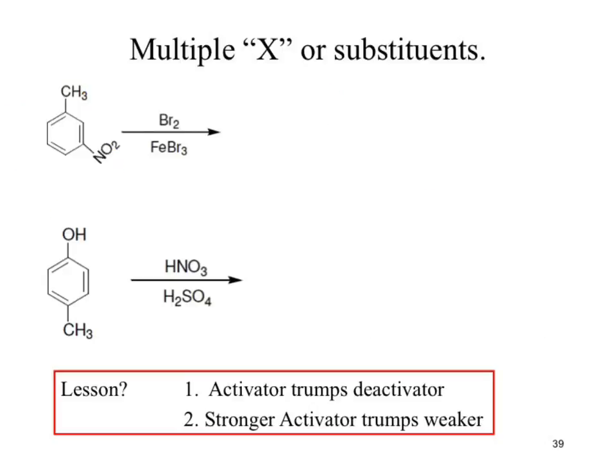So I believe I've got it summarized down here. If you have multiple substituents, your activator trumps your deactivator, stronger activator trumps weaker, which really is just one lesson. The stronger activator trumps everything. By definition the activator is stronger than the deactivator, right? Is there any way you would have a deactivator that's stronger than any of the activators? No. Could you have a deactivator that's stronger than another deactivator? Yes.